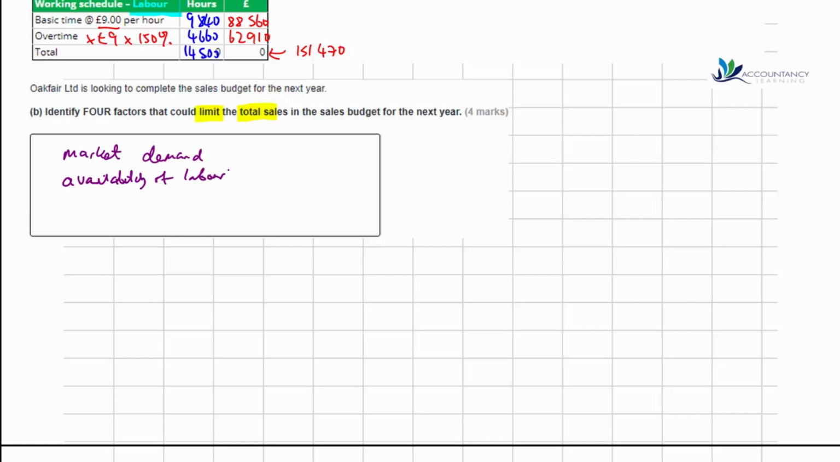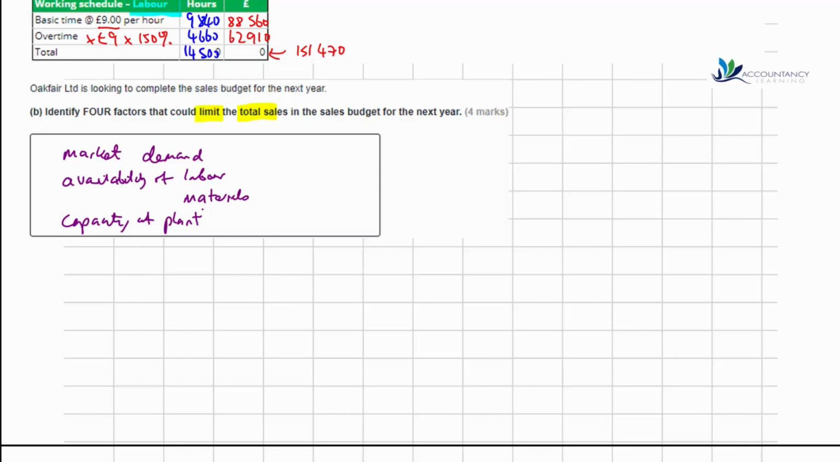But not just of labour, it could be there's a limited availability of materials as well, so we can only sell so many things because we can't make any more. And there may also be the capacity of our equipment and machinery, so our plant and equipment, because we could only work our machines for 24 hours a day. And then after that, well, we just can't make any more. So there may be a limited capacity on our plant and our production facilities as well.